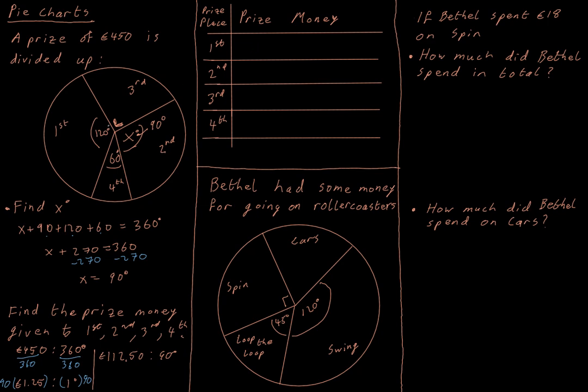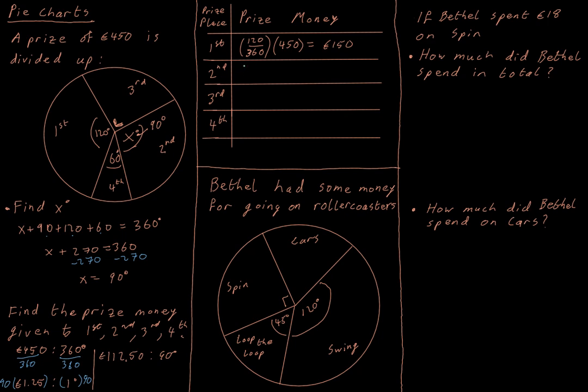So for the first prize, we look at what fraction of the circle we are dealing with. We're dealing with 120 degrees out of a total of 360. So that's the fraction of the circle that I am dealing with, and the total circle is 450 euro. So when I put that into my calculator, I get 150 euro. So the first person gets 150 euro of the total of 450.